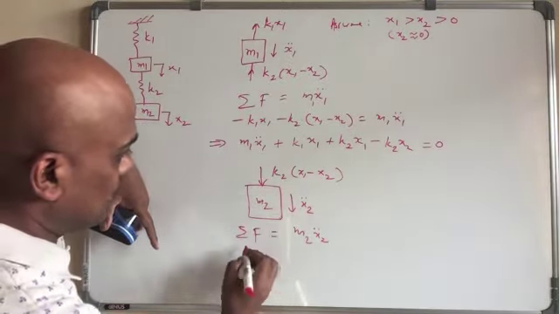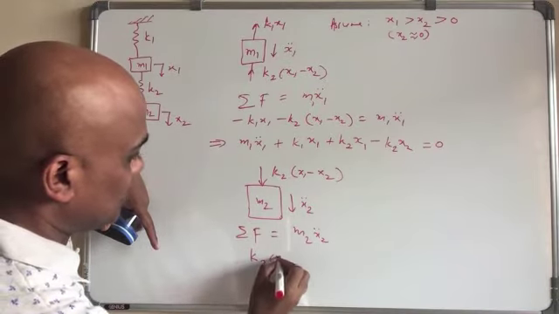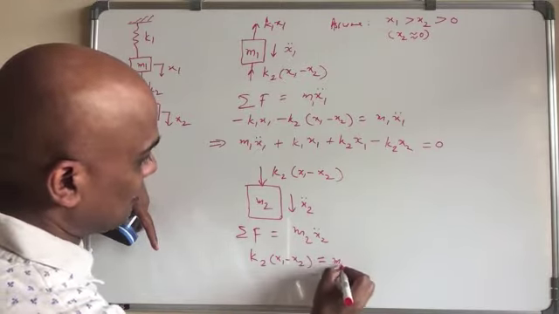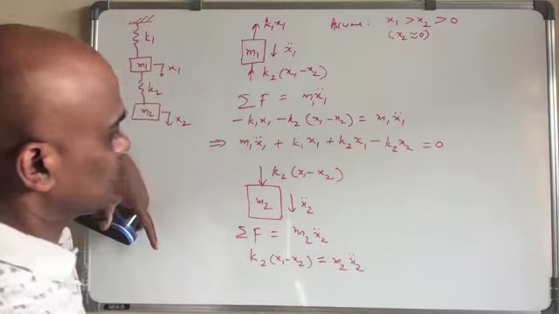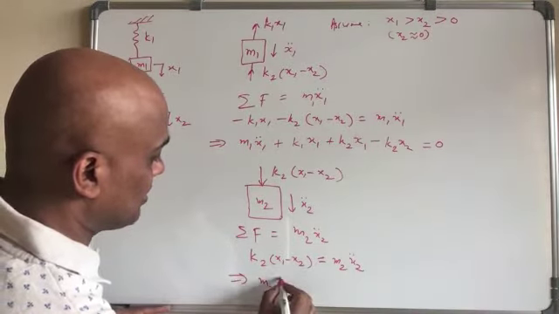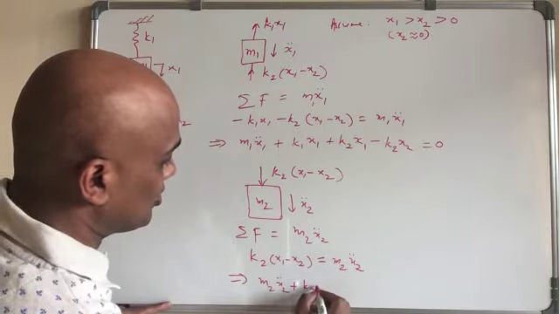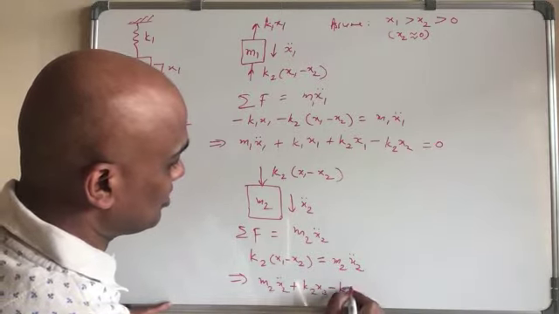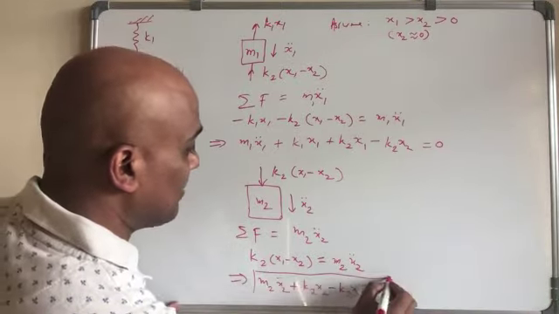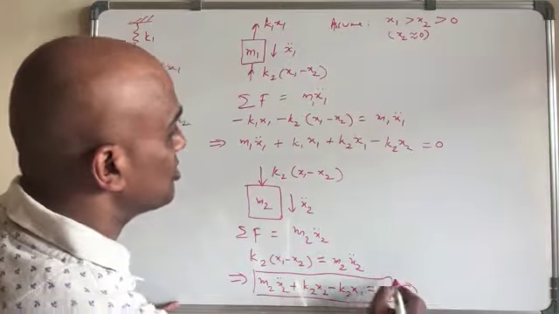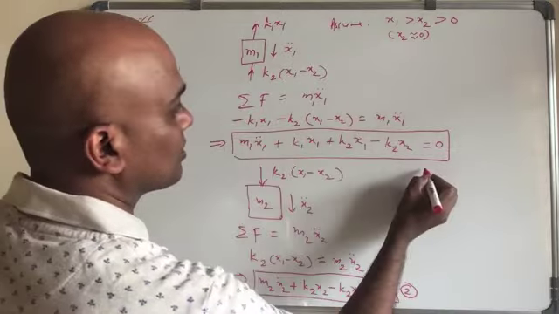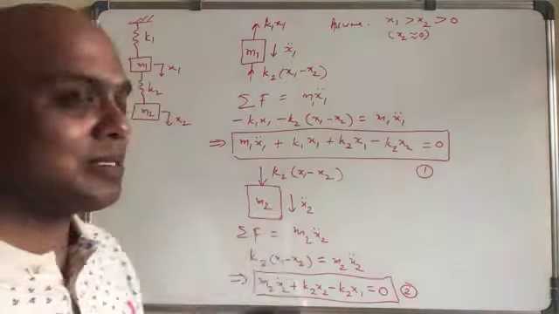We get K2 x1 minus x2 equal to m2 x2 double dot. Yeah, and hence we get m2 x2 double dot plus K2 x2 minus K2 x1 equal to 0. So we get this one as equation number 2, and we have this as equation number 1. So these are the two equations.